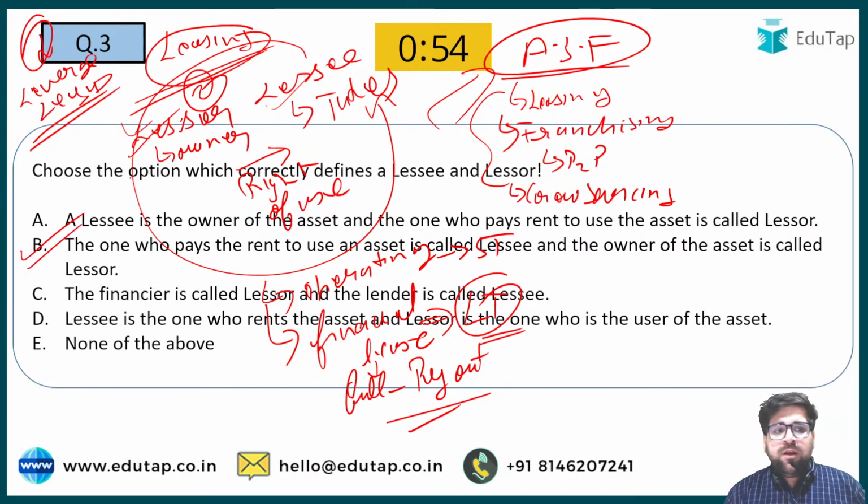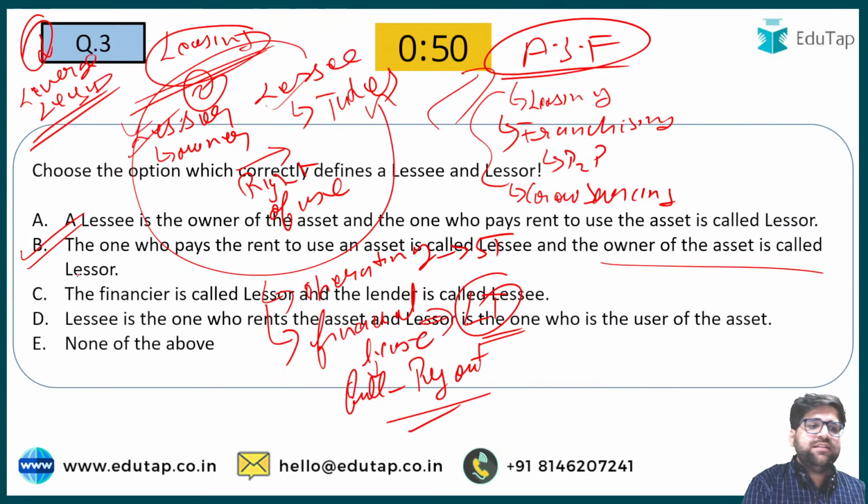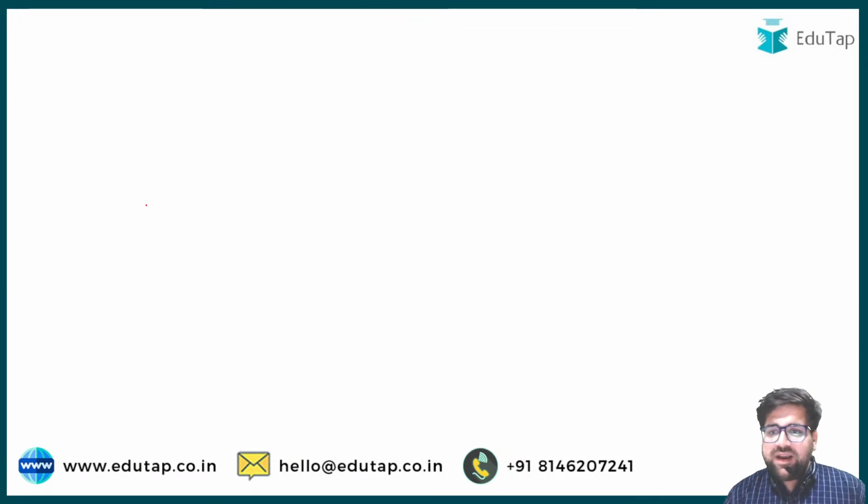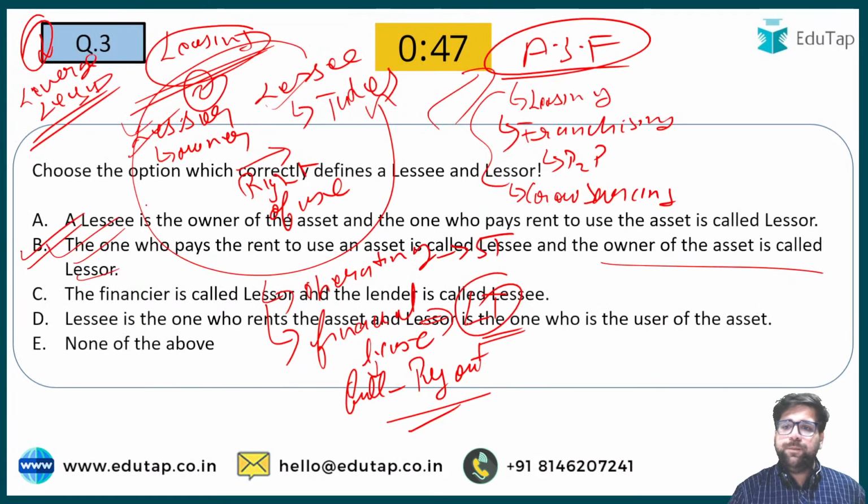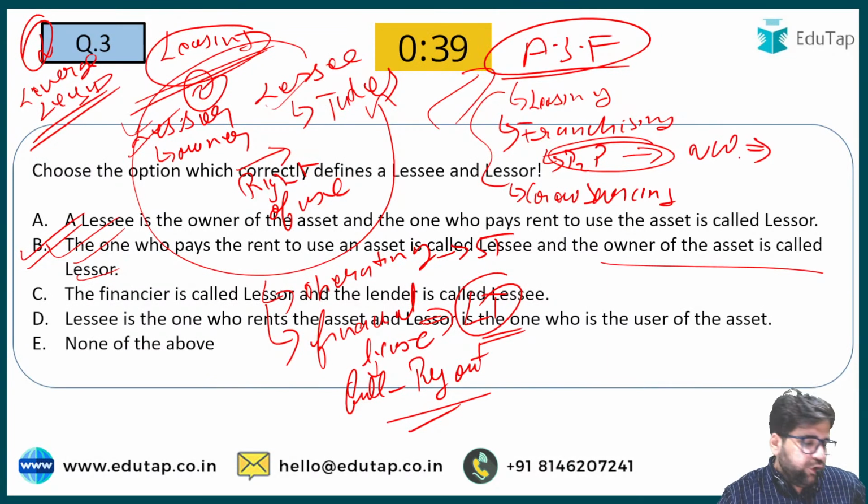Yes. Why? Because the one who pays the rent is known as the lessee and the owner of the asset is known as the lessor. So this is correct. Now my dear friends, let me test your knowledge on P2P. I hope you know about P2P firms. So can you let me know what is the minimum net worth requirement for P2P firms?